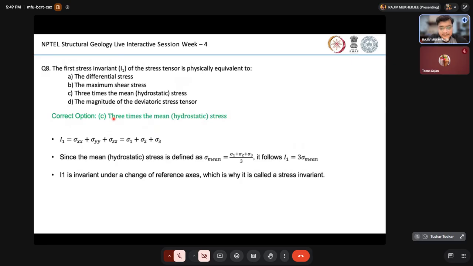Would it have been some other form, like the differential stress, it would not have been an invariant, because differential stress and deviatoric stress both have directional properties. But the first invariant is invariant because it does not have a directional property. Right?